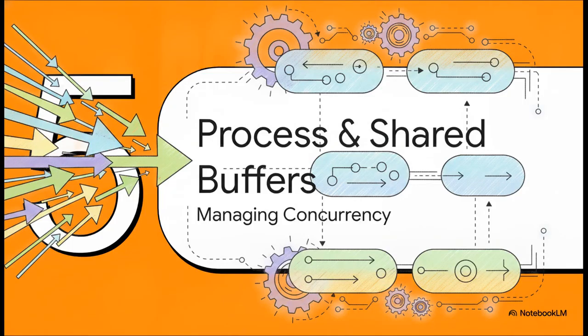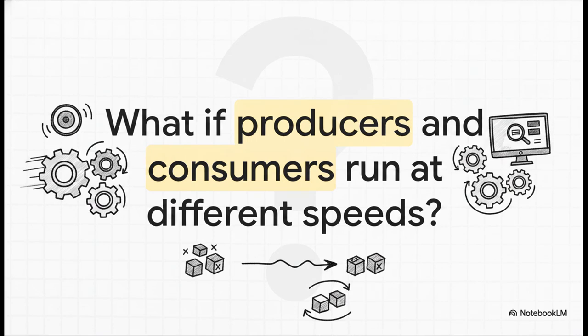Which brings us to Section 5, process design and shared buffers, or in other words, managing concurrency. Because we have multiple stimuli arriving at all sorts of different times, a simple, sequential, step-by-step program just isn't going to cut it. We need multiple processes running at the same time, running concurrently.